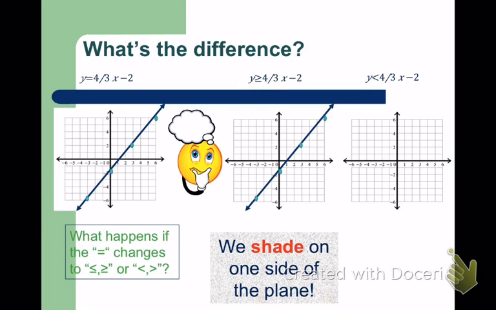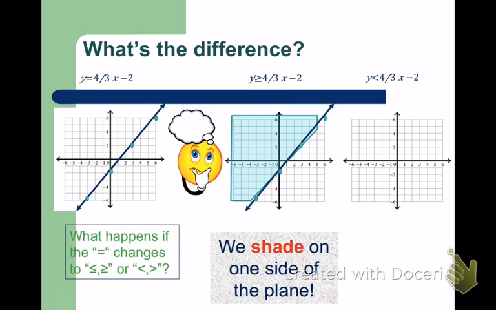Just go ahead and do a quick shading. If you have a highlighter, go ahead and use it, or just do a quick coloring. It doesn't have to be super dark or solid. Just do a quick shading. And that's what the inequalities do. They either shade the upper half of the plane or the lower half of the plane. And that's basically it when it comes to these symbols.